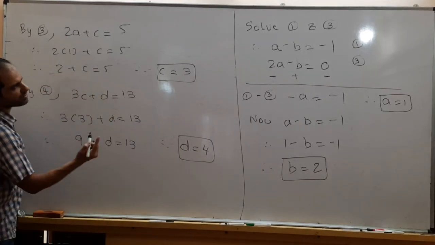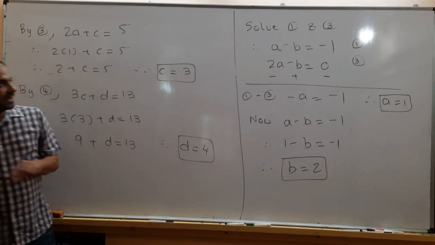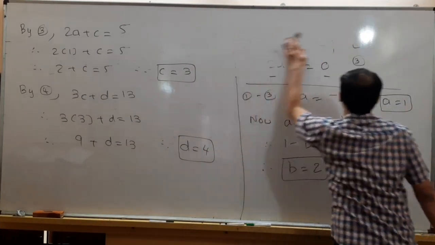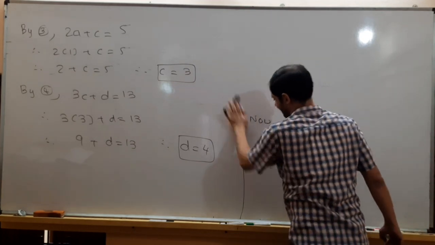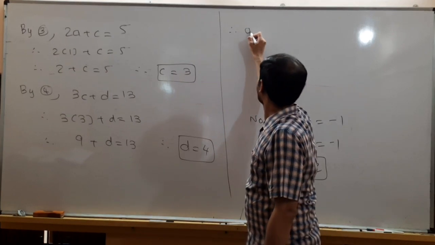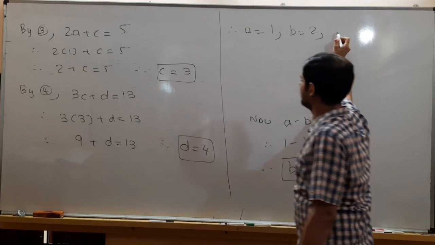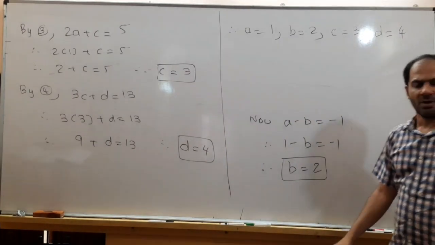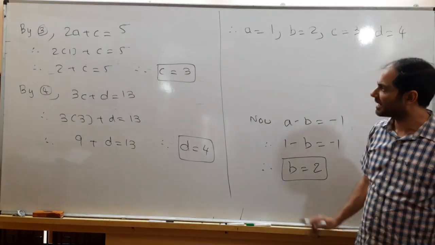A is 1, B is 2, C is 3, D is 4. Let me check the answer. A is 1, B is 2, C is 3, D is 4. Yeah, so we are right. So finally, you just make a note of the final answer which you get, that you end up writing. Therefore, A is 1, B is 2, C is 3, D is 4. I hope pretty much clear, not tough, relatively easy.